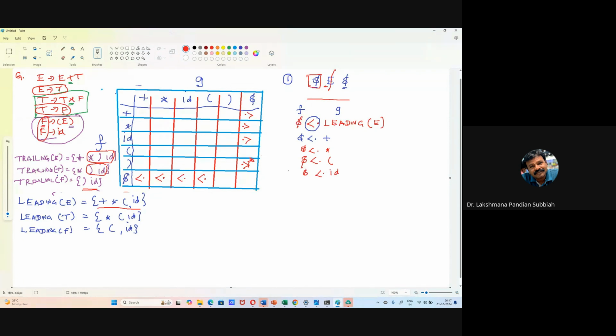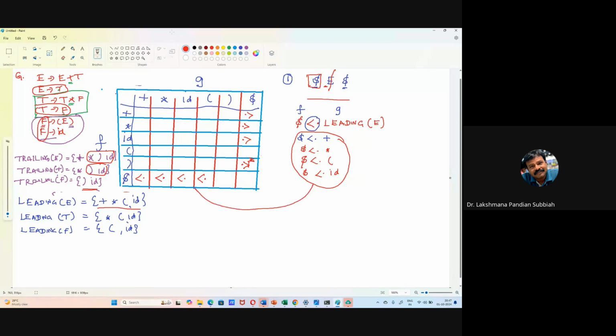Now we are filling this relation: dollar is less than this plus, and so on. So this is what we are filling now. These are all the relations, so we are filling them in now.